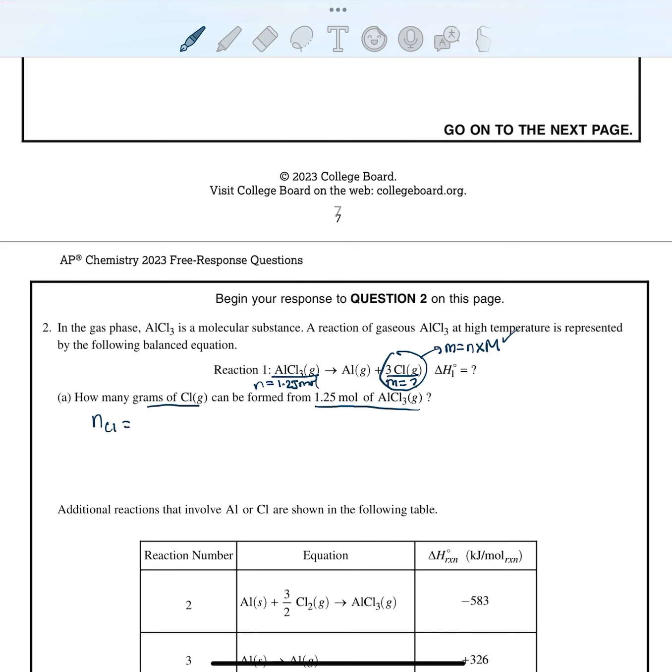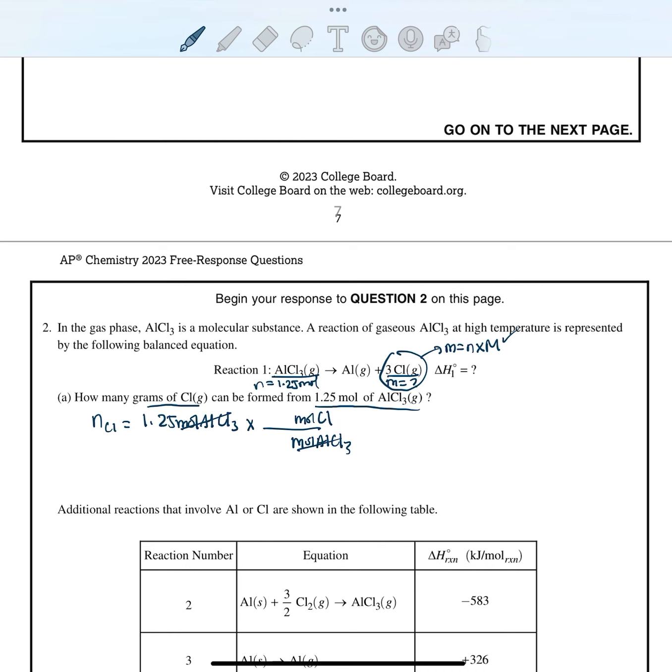To do this, I'm going to take the moles of what I'm given, which is the aluminum chloride, and multiply it by a ratio where I put the unit I don't want on the bottom. I don't want moles of aluminum chloride, and I do want moles of chlorine, so I put that on the numerator. By doing your ratio this way, moles of aluminum chloride cancels out, and that will give me my answer in moles of chlorine.